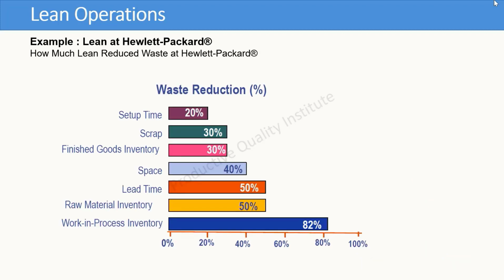Example for lean at Hewlett-Packard. This example shows how much lean reduced waste at Hewlett-Packard. They reduced the setup time by 20%, the scrap and the finished goods inventory by 30%, the space by 40%, and the lead time and raw material inventory by 50%. However, the biggest waste reduction was in the WIP, which was reduced by 82%.